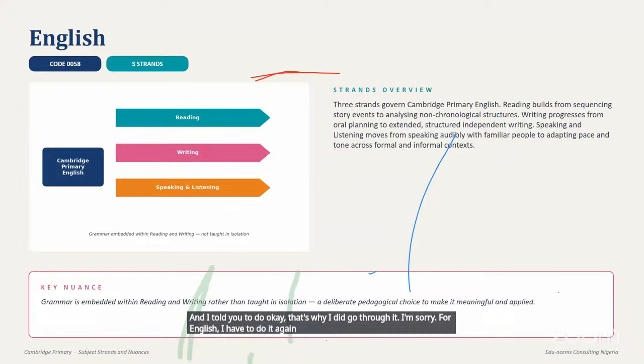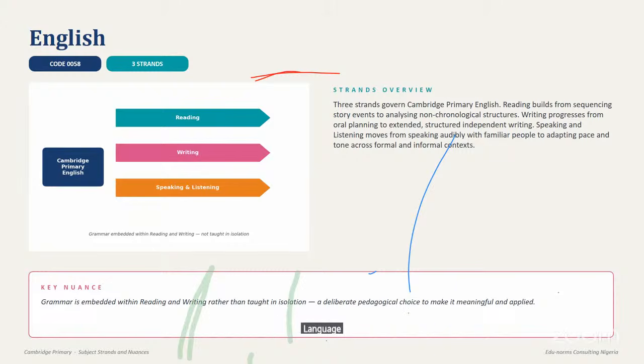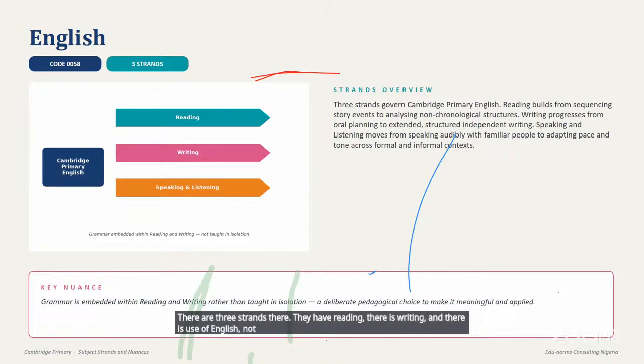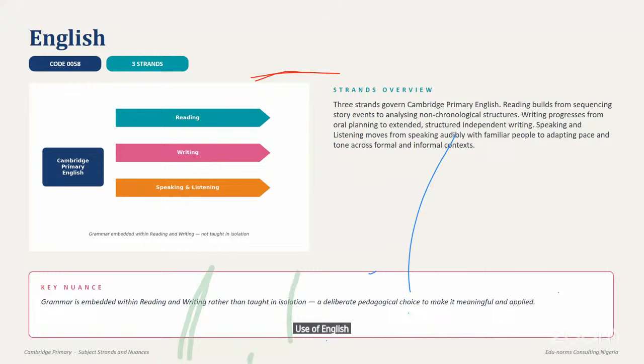For English language, that is first language, there are 3 strands there. We have reading, there is writing, and there is use of English. Not reading, not speaking and listening, please. Use of English. We all know what reading is. We all know what writing is. But the third one that's supposed to be in that orange color is use of English.